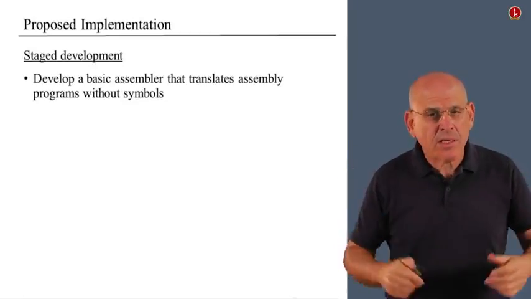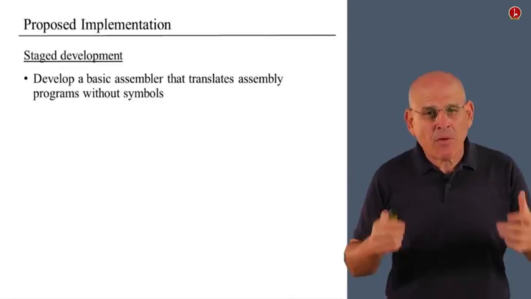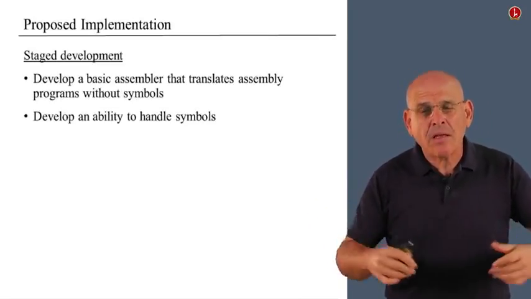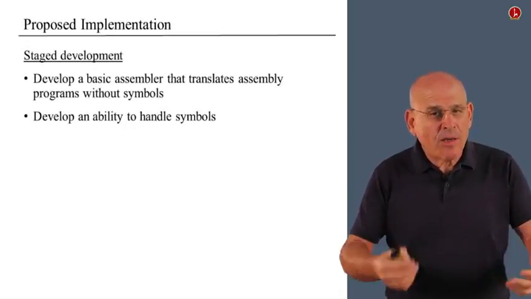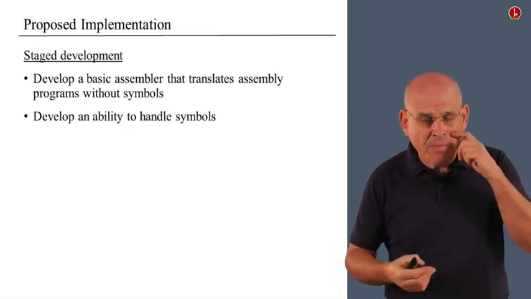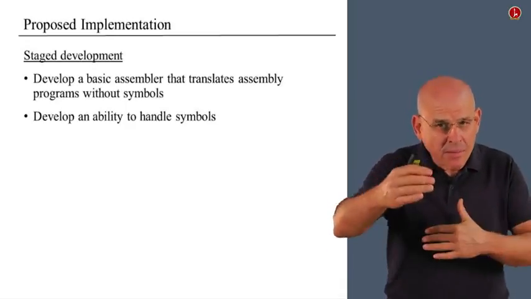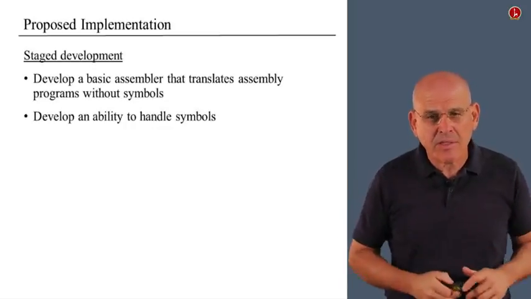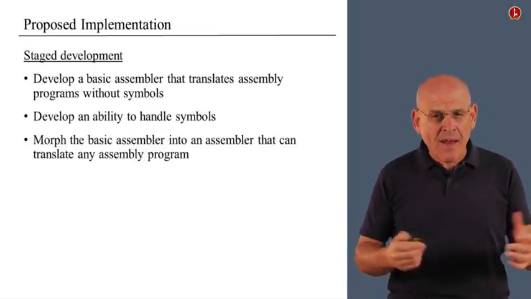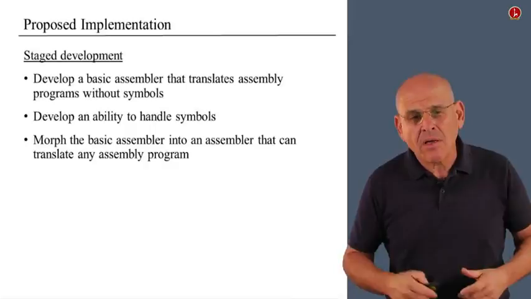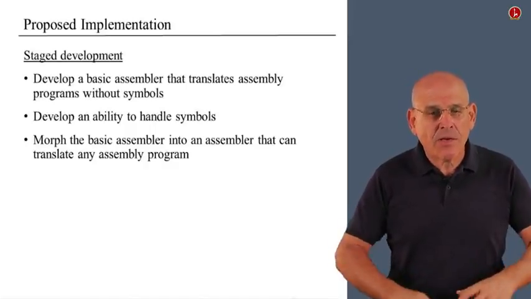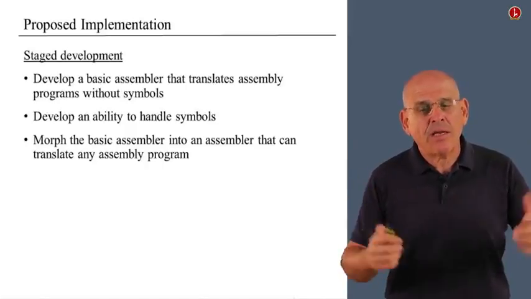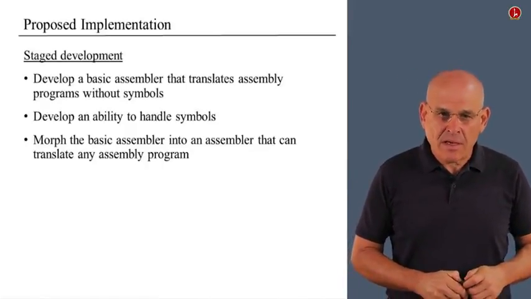Once this basic assembler works to your satisfaction, you can go on and develop the symbol table module that can also be tested, and you should verify that you can create a symbol table and manage it in isolation from the other pieces of the project. Finally, once you have these two abilities in place, you can put them together and create an assembler that can actually translate any given assembly program.